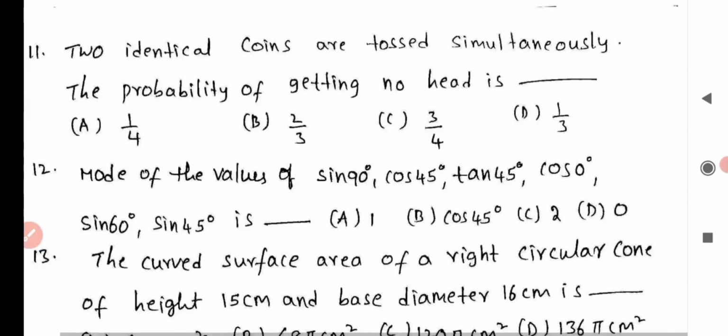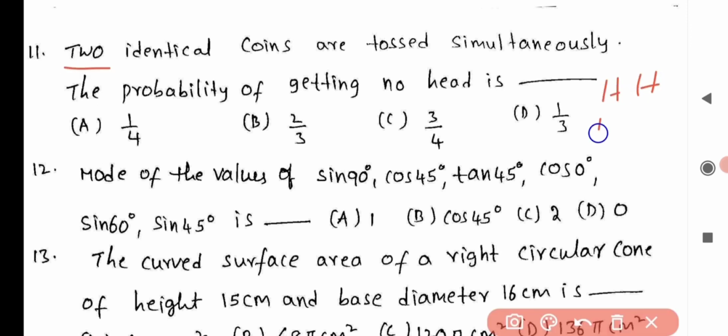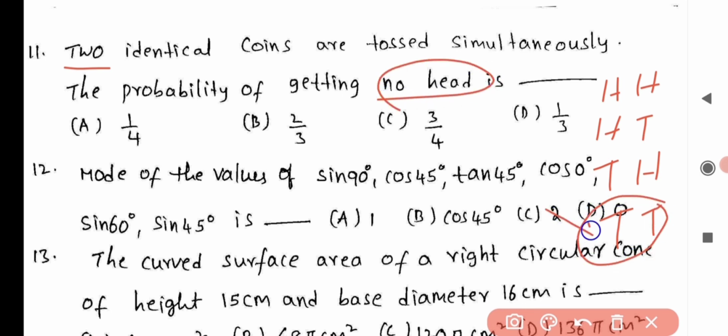Next, 11th one. Two identical coins are tossed simultaneously. The probability of getting no head. Two coins means what? Head, tail, head, tail. Question is what? The probability of getting no head. No head means what? Here only. So only one possible. So 1 by total possible outcomes 4. So 1 by 4. Option A.